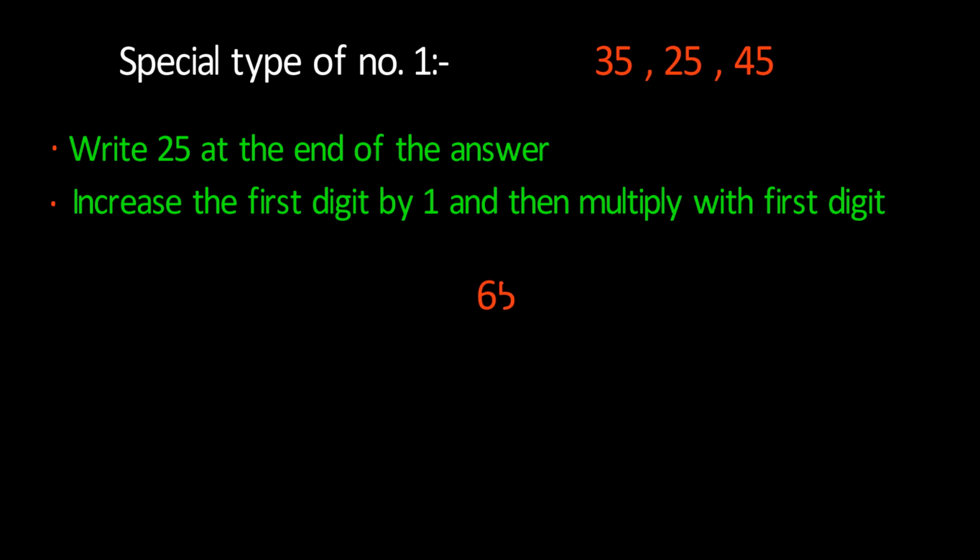For example, square of 65. Now we have to write 25, and 6 is increased by 1, we get 7. Now 7 times 6 is 42. So we get 4225 as our answer.